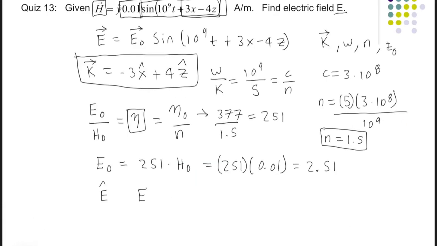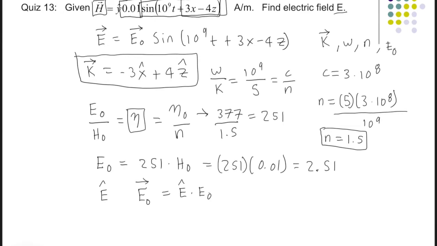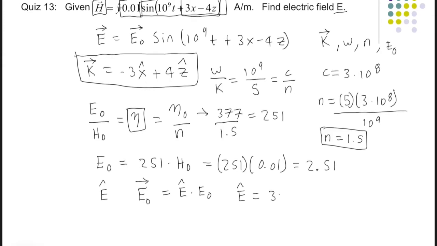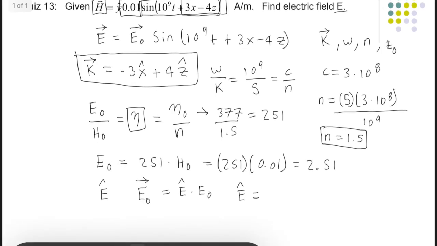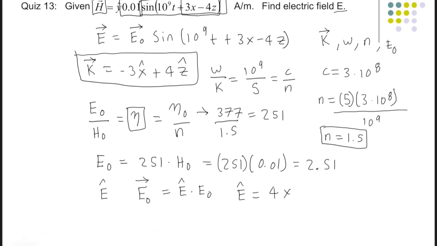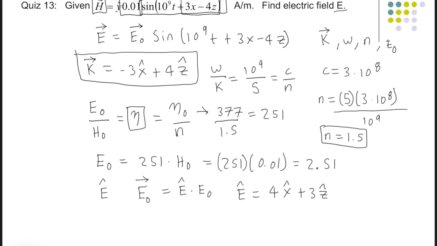E naught vector is the same thing as saying E hat times E naught. So how do we find E hat? We do E hat is equal to 3x. Oh, my mistake. It's actually 4x plus 3z. And both of these have hats because they are unit vectors.